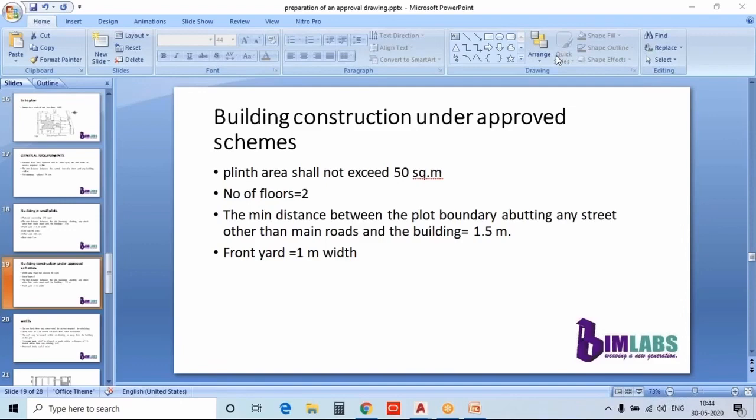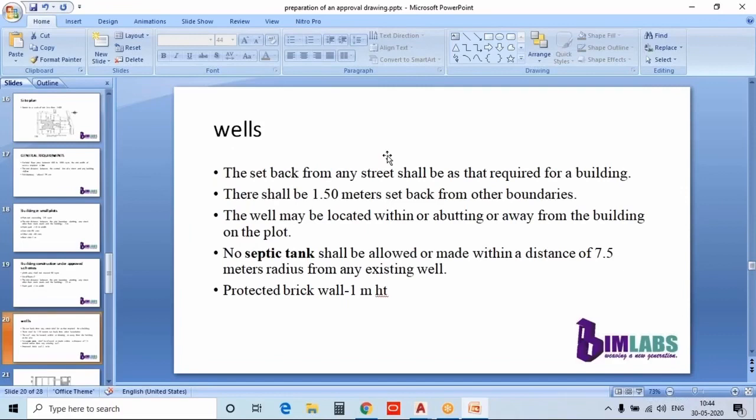Okay, that is the case. Then, in the case of wells, you have to mention the position of wells on that approved plan. In the case of a well, the setback from any street shall be that required for a building. That is the same case. And on the side, there shall be a 1.5 meter setback from all other boundaries.